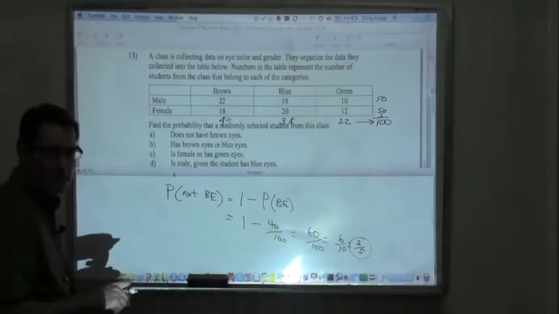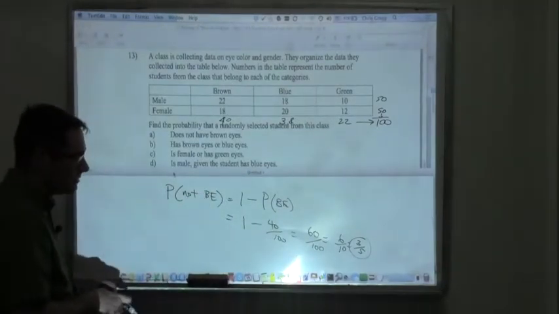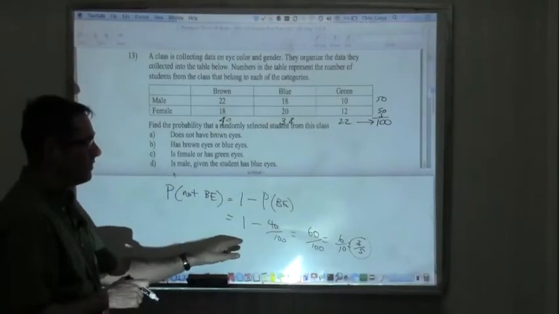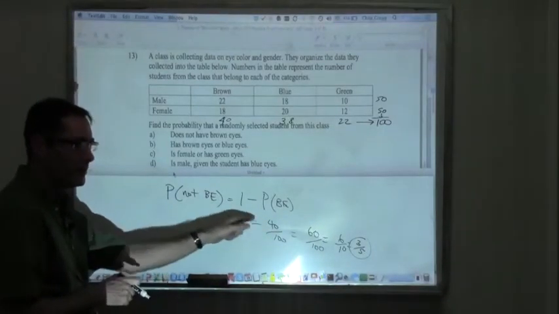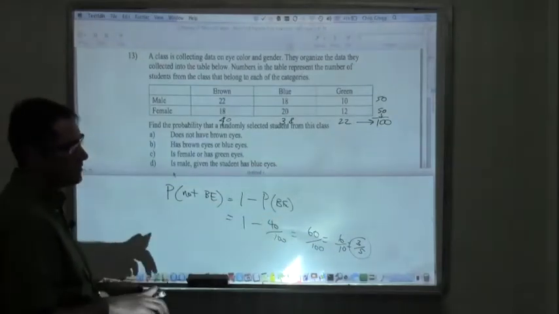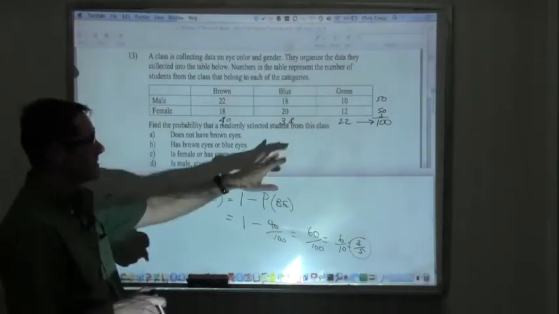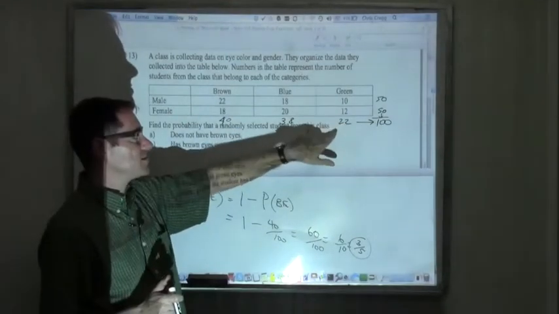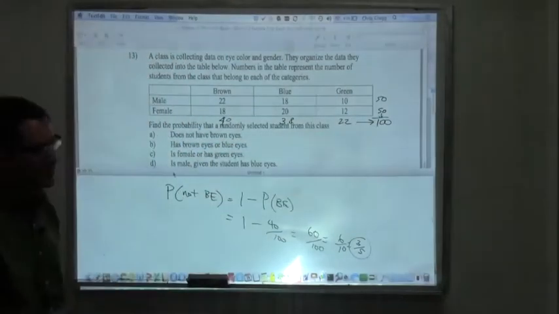Any questions on that one? Yeah, where did the 60 come from? When I did 1 minus 40 over 100, that's 100 over 100 minus 40 over 100. 100 minus 40 is 60. Or you could have done this. Well, how many people don't have brown eyes? 38 plus 22, that's 60 out of 100. It's the same idea.